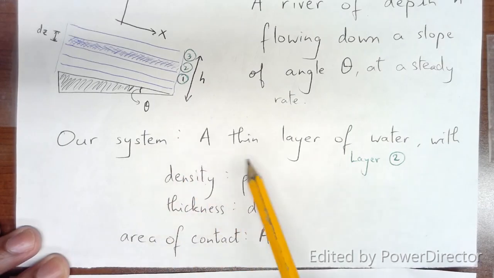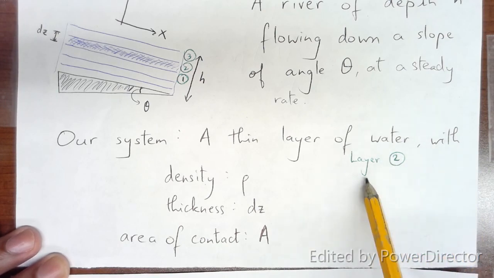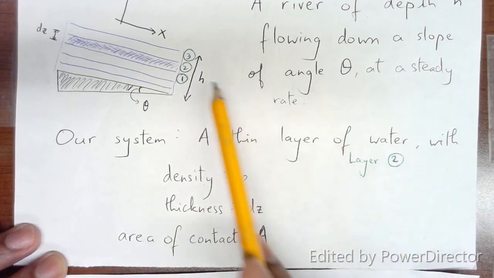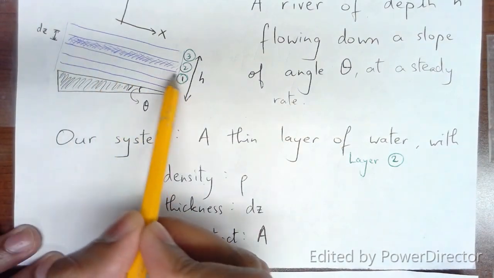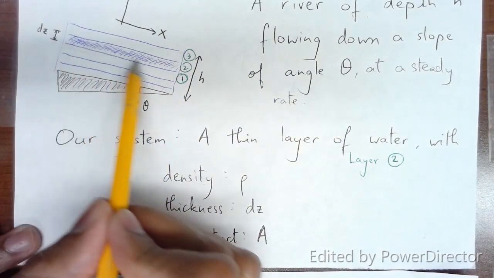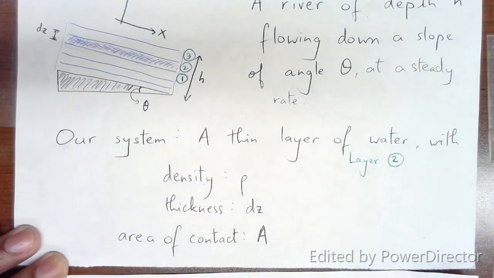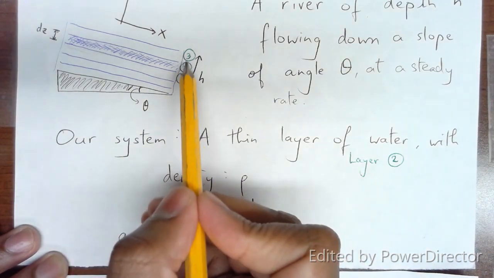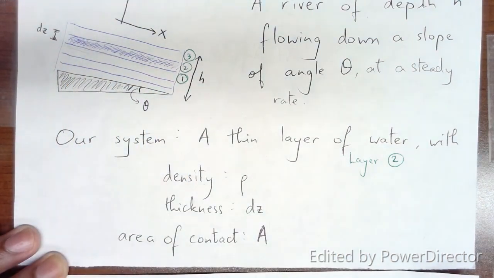So our system is going to be a thin layer of water, or any liquid you like, in particular layer 2. It's going to have some density rho, it's going to have a thickness dz, it's going to have an area of contact A, right? Remember, it's being shown in cross section, so the area of contact between the 2 layers is A. And similarly between layer 2 and 3, that area is also A.